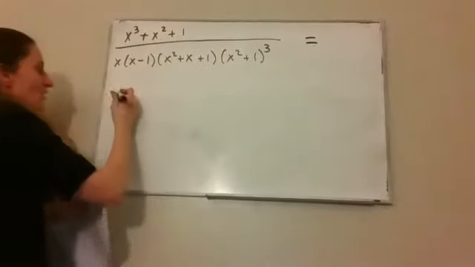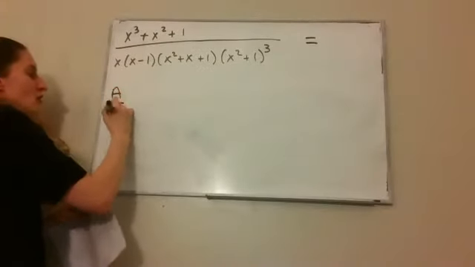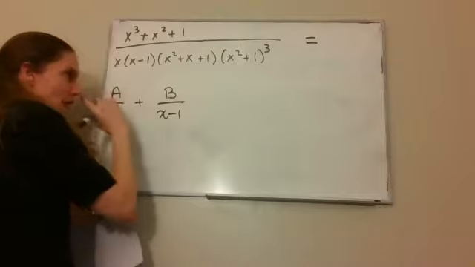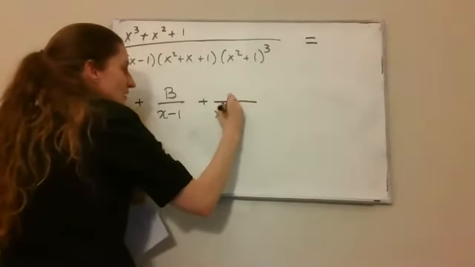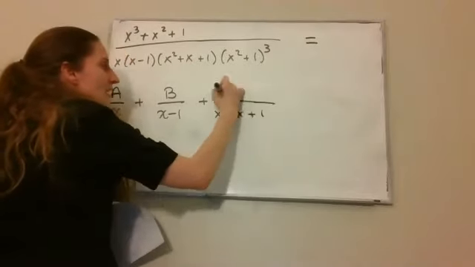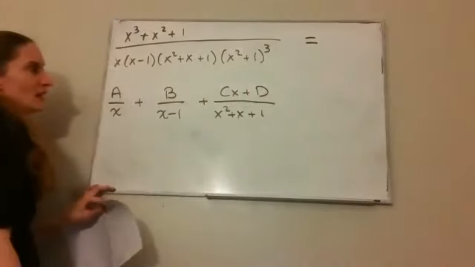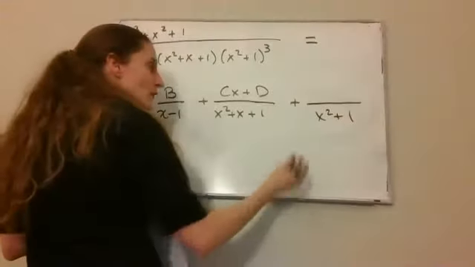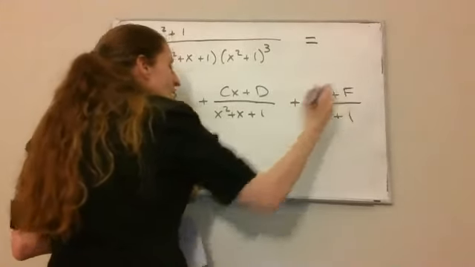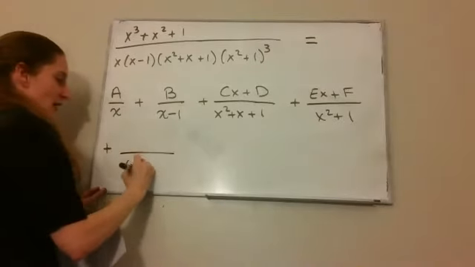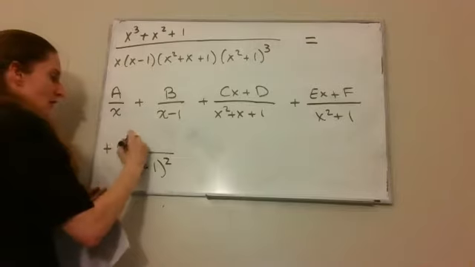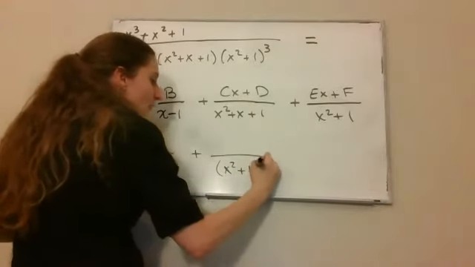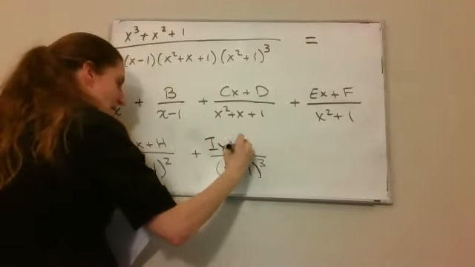So the partial fraction expansion of this, first linear term, I would have a over x. Then I have another linear one, so that's b over x minus 1. Now for the quadratic factor, x squared plus x plus 1, we need a cx plus d on top. And then for this last quadratic factor, I need first the x squared plus 1 to the first power with ex plus f. And now I need the x squared plus 1 to the second power. So that will have a gx plus h. And x squared plus 1 to the third power with an ix plus j.